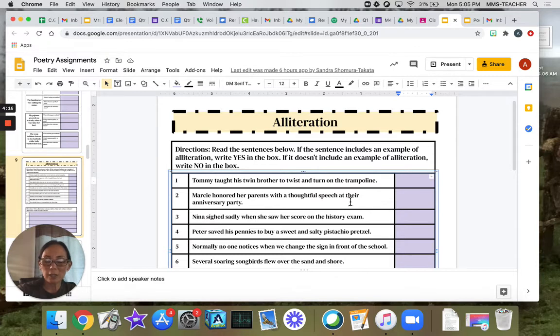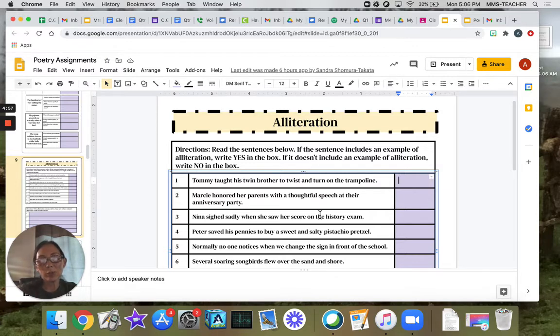Okay, and it's an example of alliteration because you see the consonant sound at the beginning of the word Tommy, T, taught, T again. His twin is another T consonant sound. Brother, to, twist, and turn on the trampoline. So all of these beginning T sounds are at the beginning of the word, and they're repeated throughout this sentence. So this is an example of alliteration. Okay, so you would write yes.